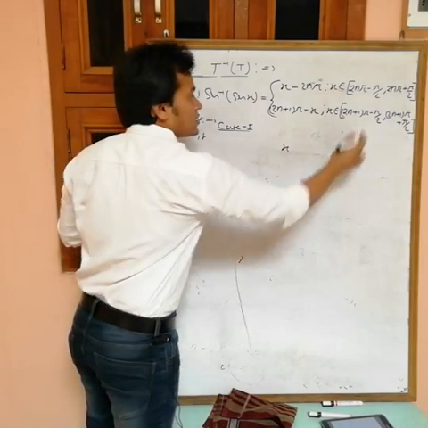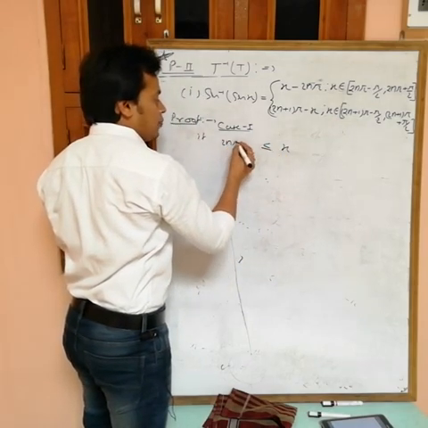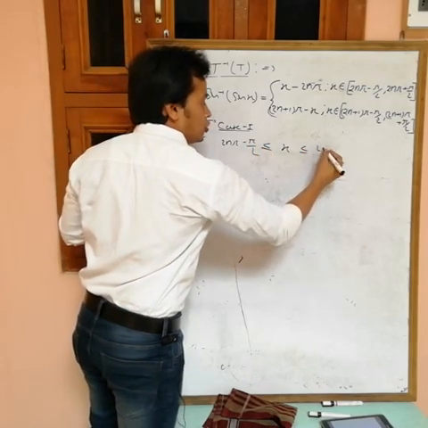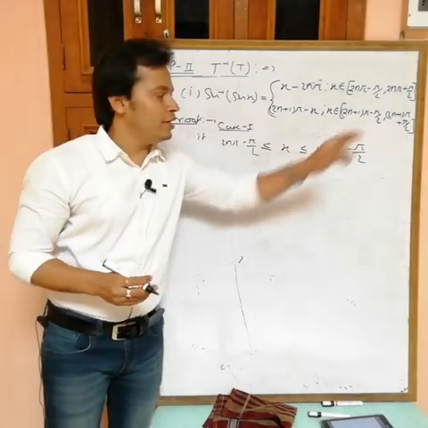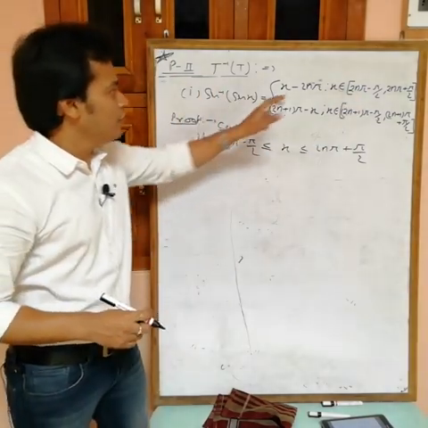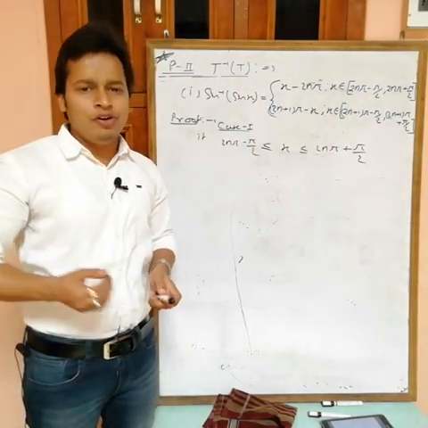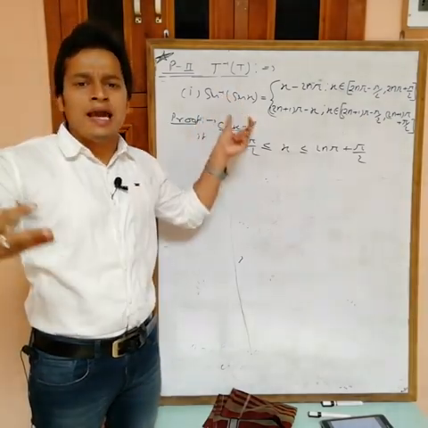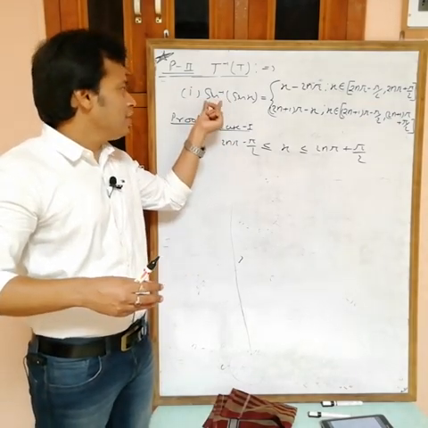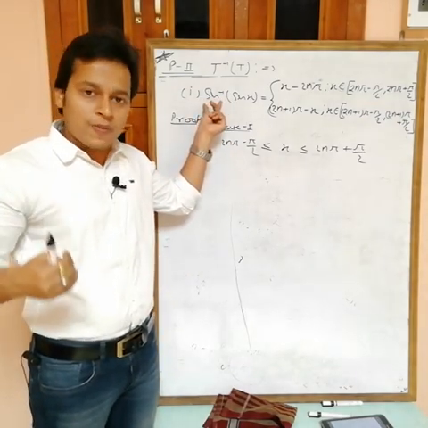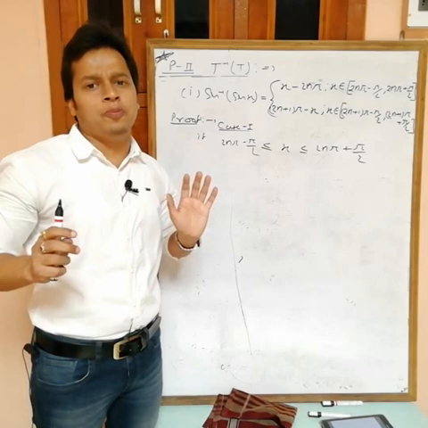If x lies in this interval, it means x is from 2n pi minus pi by 2 to 2n pi plus pi by 2. When x lies in this interval, according to this formula the value of inverse sine x is x minus 2n pi. And we know that the value of inverse sine always lies in the interval minus pi by 2 to plus pi by 2. Inverse sine can't give a value which is not between minus pi by 2 and plus pi by 2. So first check whether this lies in the interval minus pi by 2 to plus pi by 2 or not.